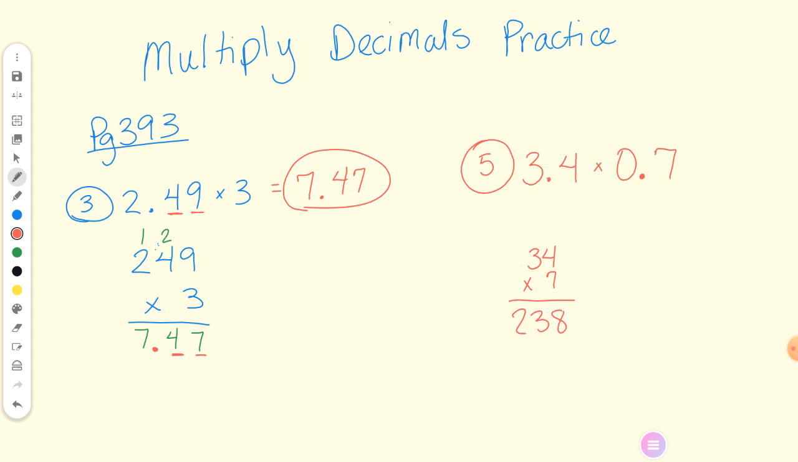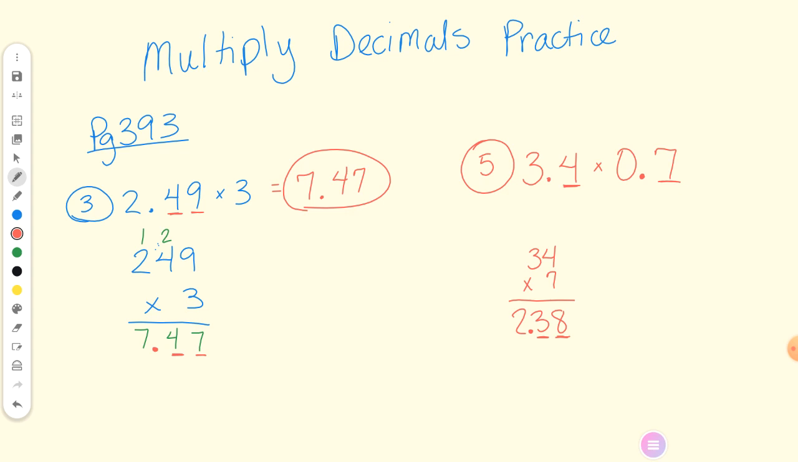You count how many decimal places there are in the problem, and then add the decimal, and then I make my answer match. I want to see that you're counting. So show 1, 2 in the problem. Where do I start from, Bryce? The back. 1, 2 in my answer. And then we put the decimal point so that both of those underlined numbers are decimal places.